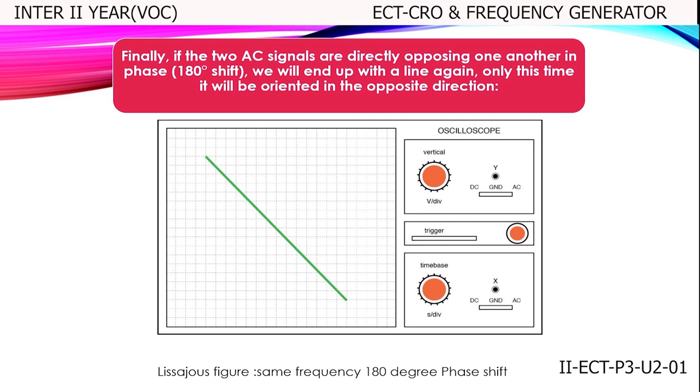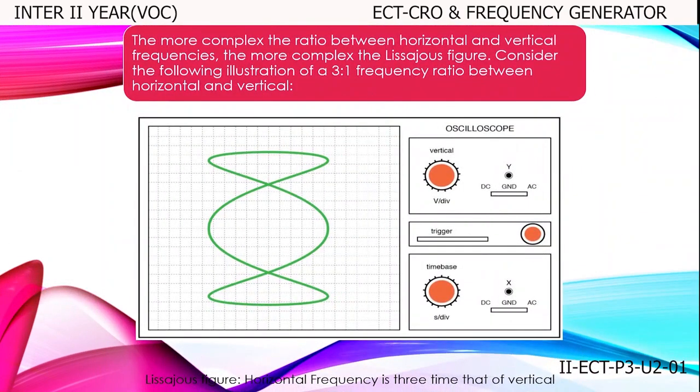In this figure, we observe two AC signals directly opposing one another, in a 180-degree phase shift. The more complex the ratio between horizontal and vertical frequencies, the more complex the Lissajous figure. From the figure, we observe the horizontal frequency is 3 times that of the vertical frequency.